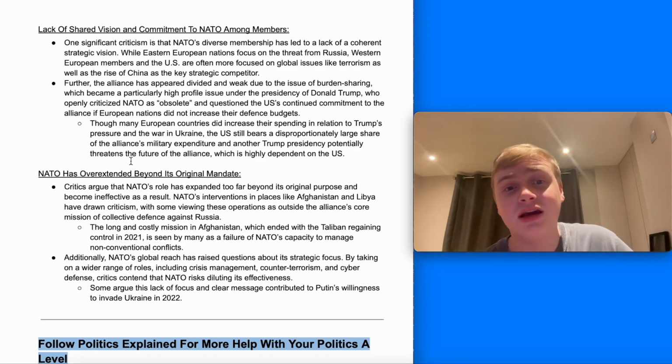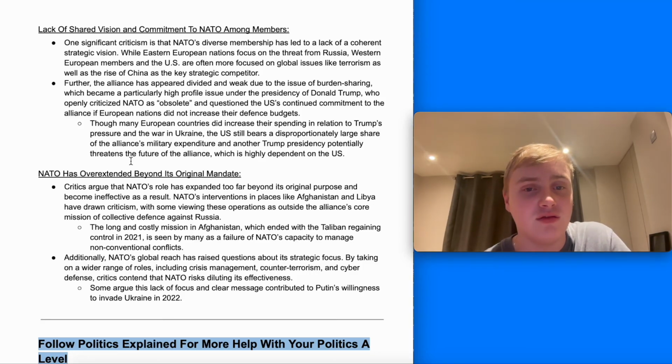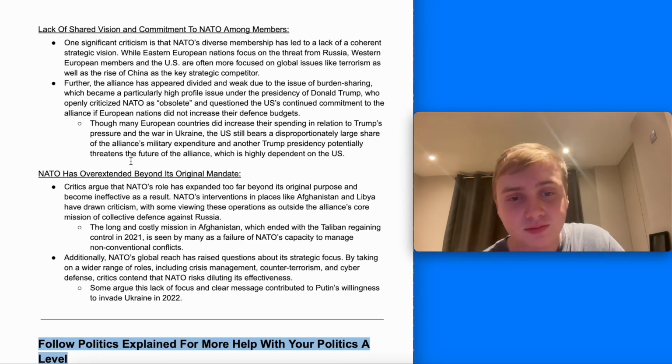Further, the alliance appeared divided and weak due to the issue of burden sharing, which became a particularly high-profile issue under the presidency of Donald Trump, who openly criticised NATO as obsolete and questioned the US's continued commitment to the alliance if European nations did not continue to increase their defence budgets, which is a real threat to NATO with Trump's second term. So though many European countries did increase their defence spending and have since the invasion of Ukraine, the US still bears a disproportionately large share of the alliance military expenditure, and another Trump presidency potentially threatens the future of the alliance, which is highly dependent on America.